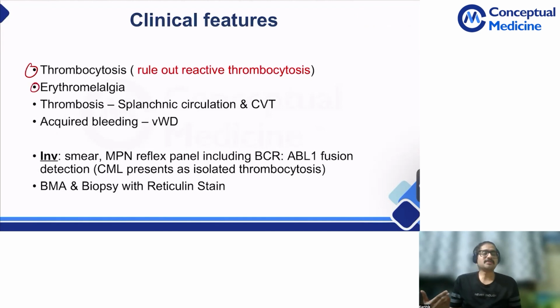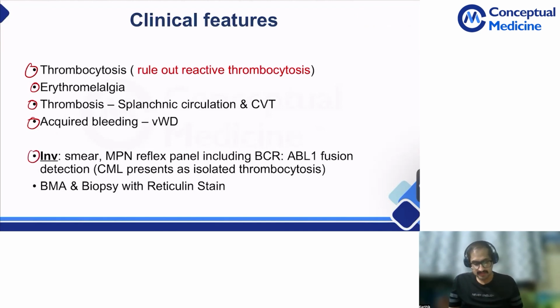And what happens when there are too many platelets? Erythromelalgia. There is clogging of platelets in the microvasculature of hands and feet. Then thrombosis, especially splanchnic vein thrombosis or cerebral venous sinus thrombosis. And when platelets are more than or equal to 10 lakhs, we get acquired von Willebrand disease.